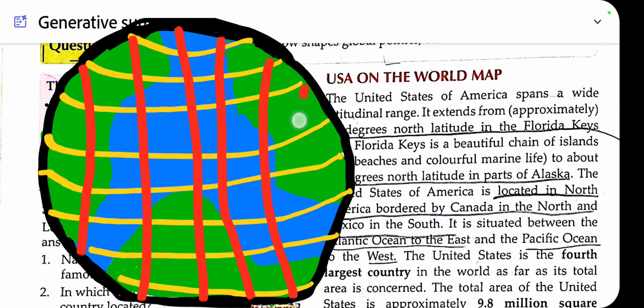I'm sorry for my bad drawing. I'm not really good at art. So these yellow colored ones are latitudes and these red colored ones are longitudes.